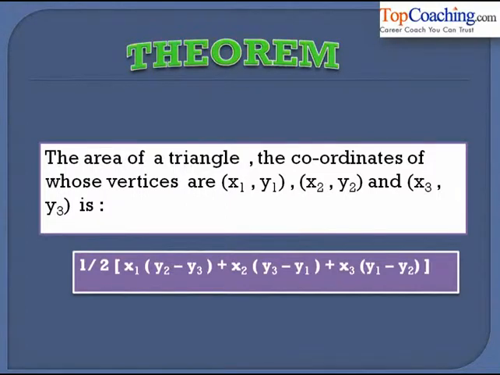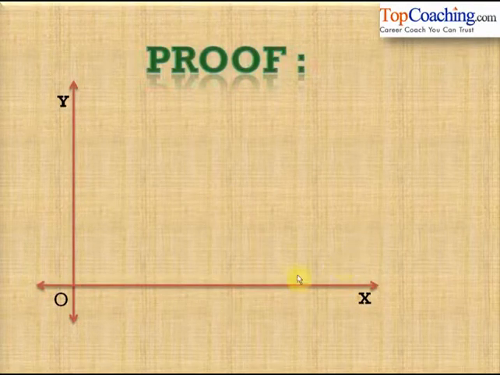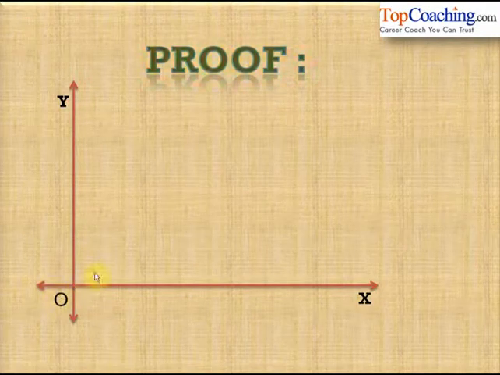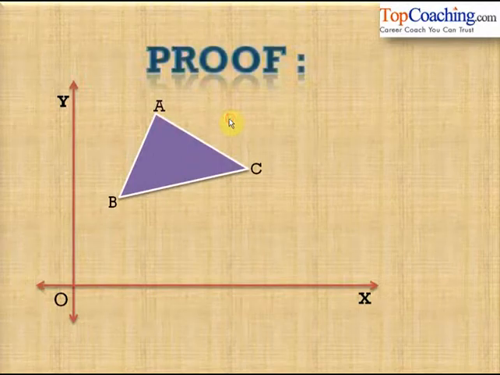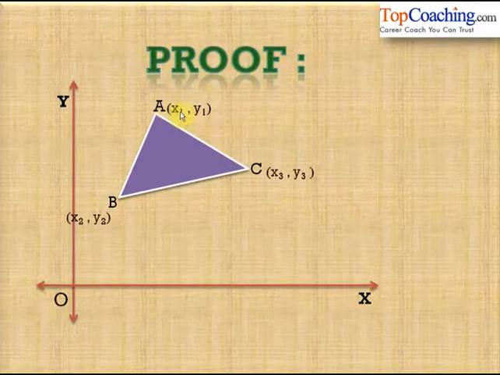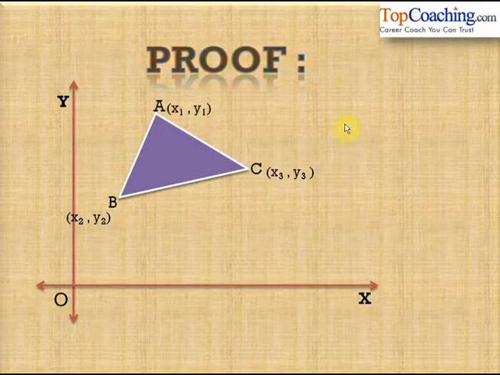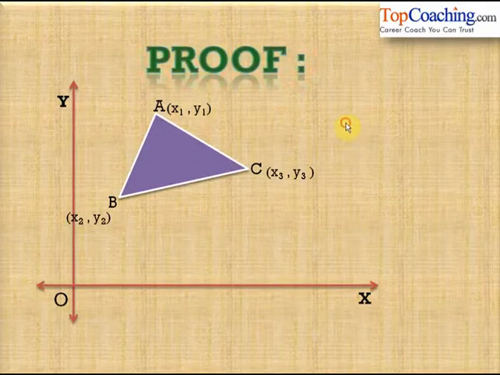Now we know the formula for finding the area of any triangle. But how did we arrive at this formula? So let's see the proof of this theorem. Now let us say that this is the coordinate axis, this is the x-axis and this is the y-axis and this point represents the origin. Now let us say that ABC is any triangle. Here the coordinates of A are x1, y1, the coordinates of B are x2, y2 and the coordinates of C are x3, y3. Now what are we going to do next?